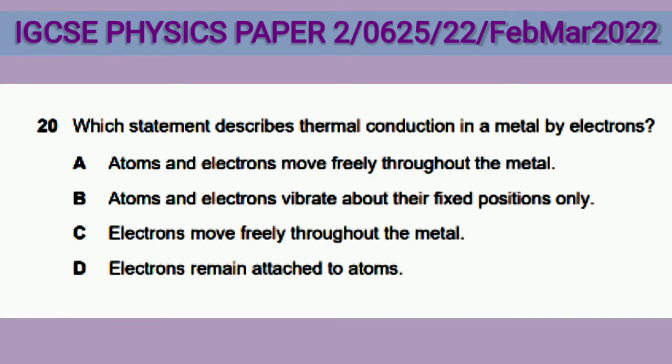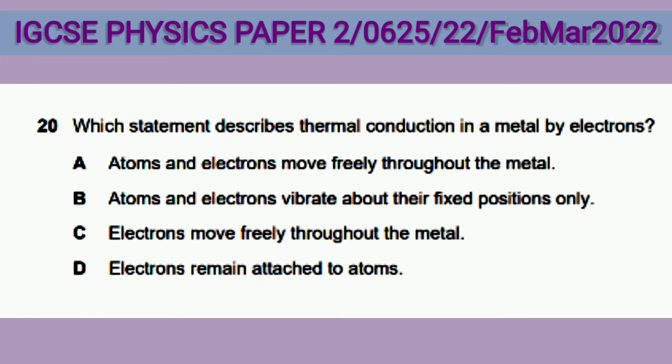20th question. Which statement describes thermal conduction in a metal by electrons? Let us check all the options. Option A. Atoms and electrons move freely throughout the metal. Atoms do not move. Electrons move throughout the metal. So statement A is incorrect. Statement B. Atoms and electrons vibrate about their fixed position only. Electrons do not vibrate about their fixed position. They are free to move throughout the metal. So option B is also incorrect.